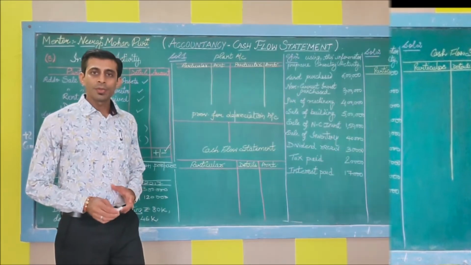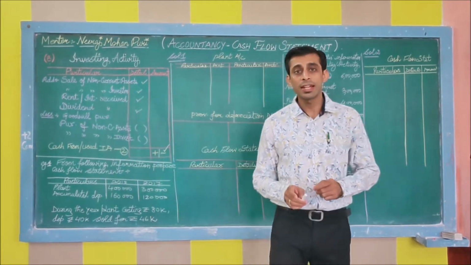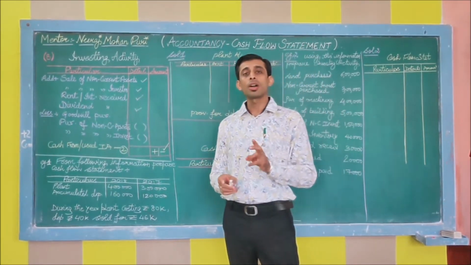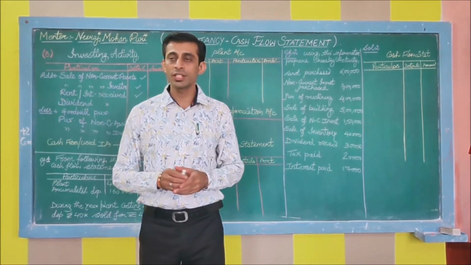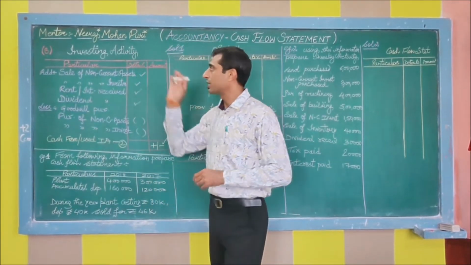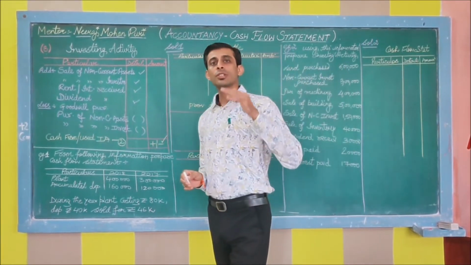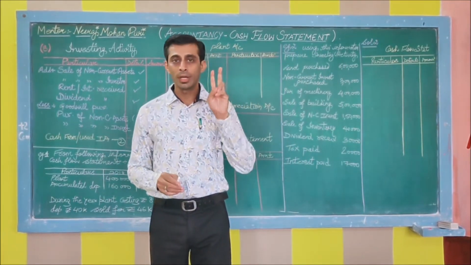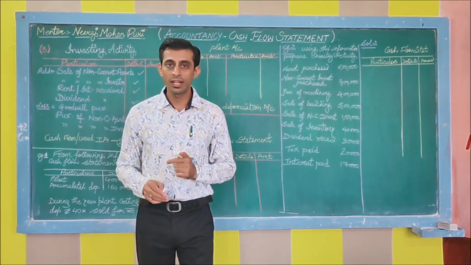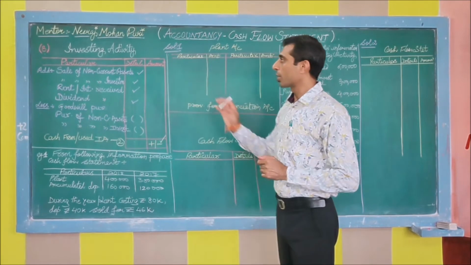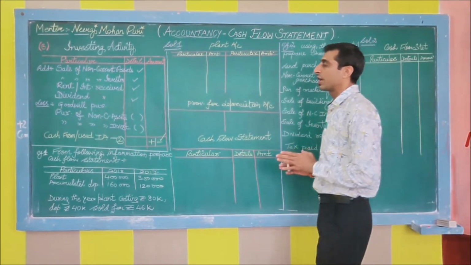Let's begin with the next activity of the cash flow statement, that is part B, or the second activity, cash flow from investing activity. As per the order under the cash flow statement, this comes at position number 2 after operating activity and before financing activity. Here is the format of the items in detail which are shown in investing activity.